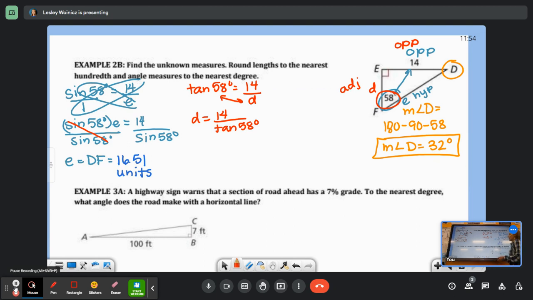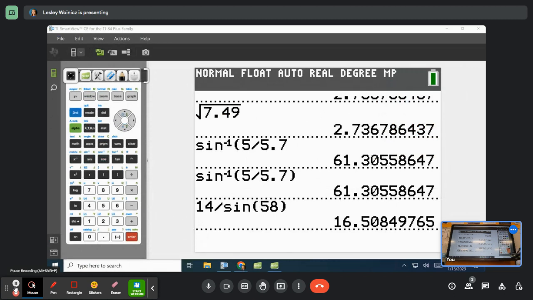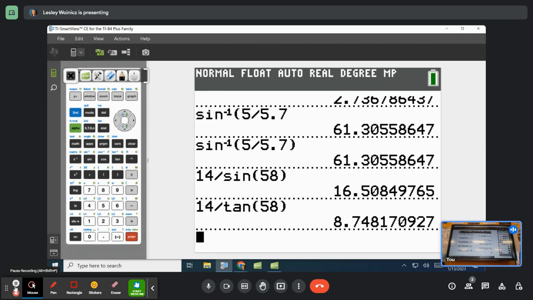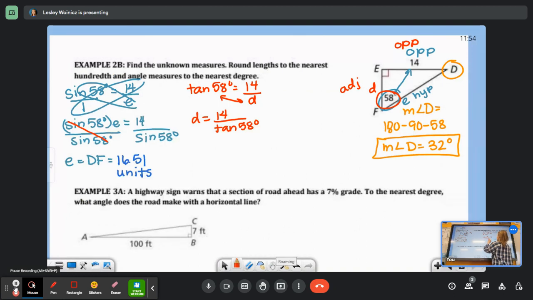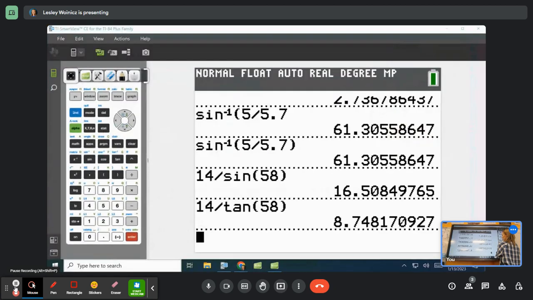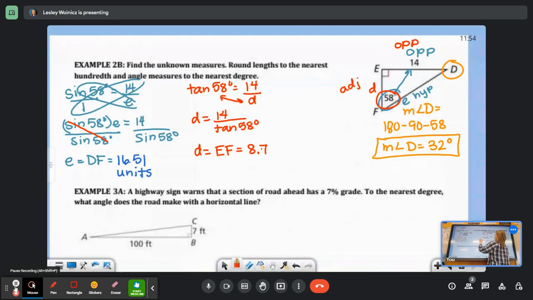All right, so let's find out what 14 divided by tangent of 58 is. 14 divided by tangent of 58. I got 8.75. D equals, that's EF. What did I say? 8.75? Yeah, thank you. 8.75 units.